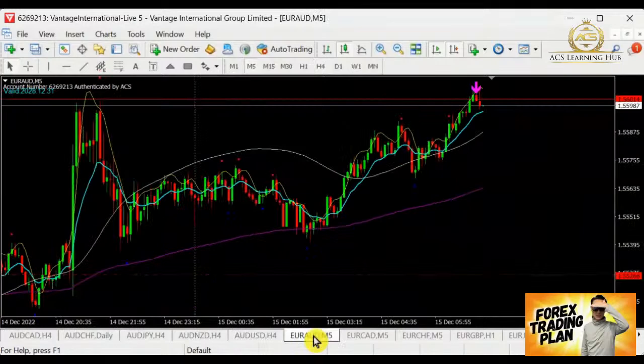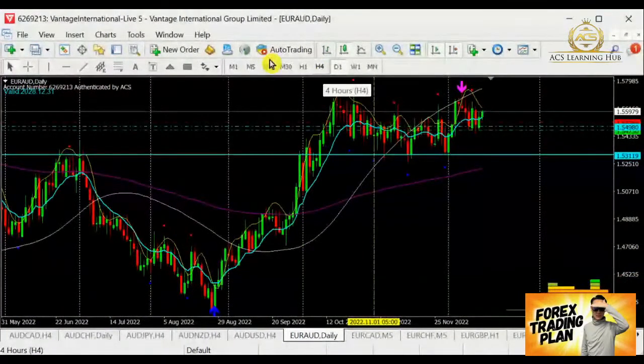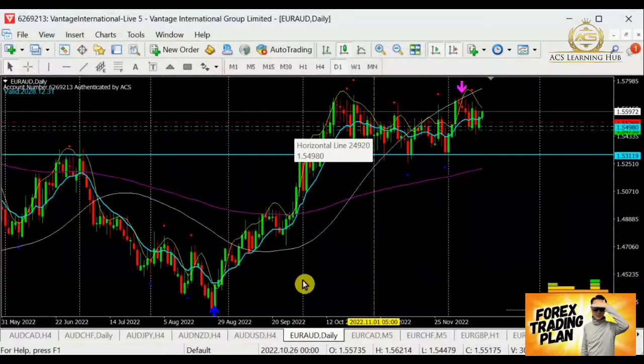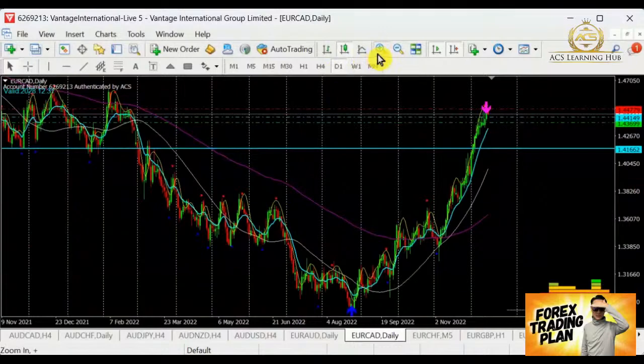Okay, Euro Aussie. Yeah, Euro Aussie, we are still in the bull. So tentatively, buyers can take note. Currently, I would say that the bull running is very clear. So buyers can take notes. Sellers stay away, right? Okay, so Euro Cat again, we are also in the bull.